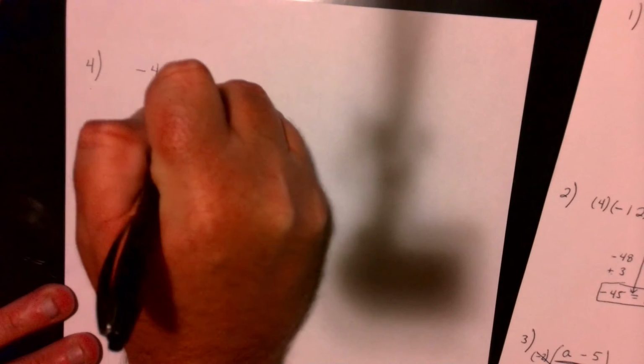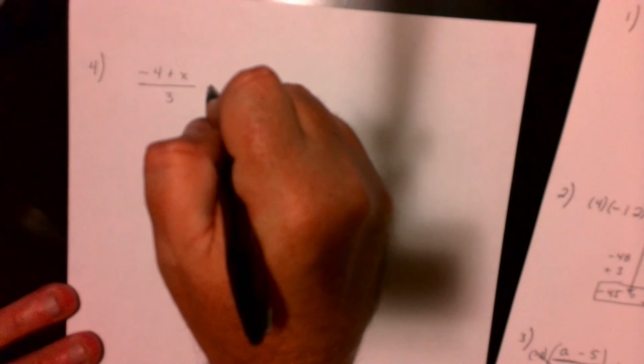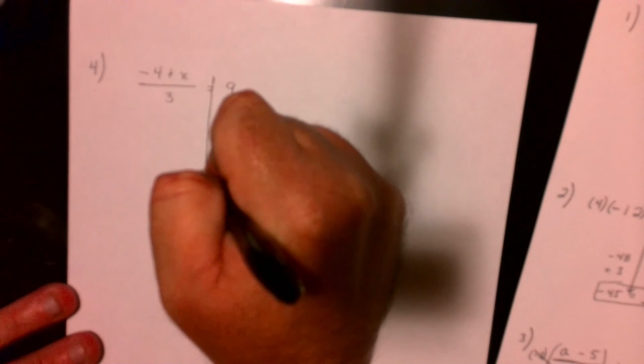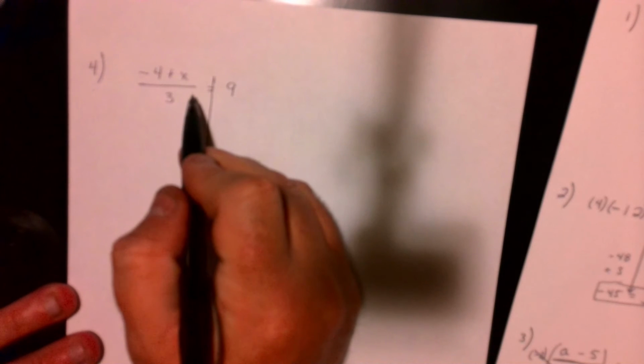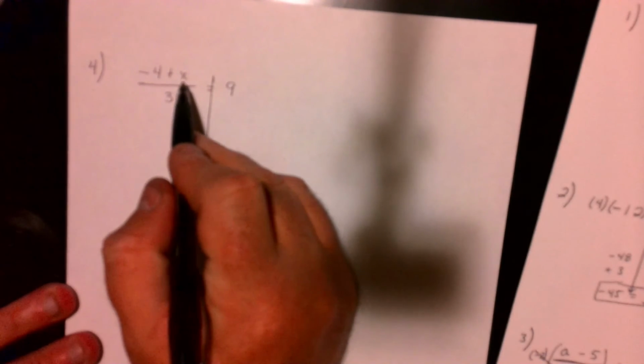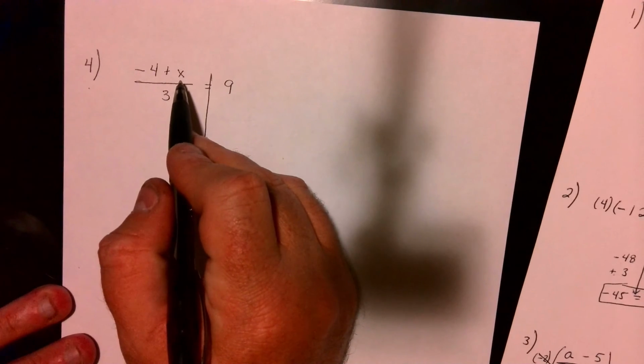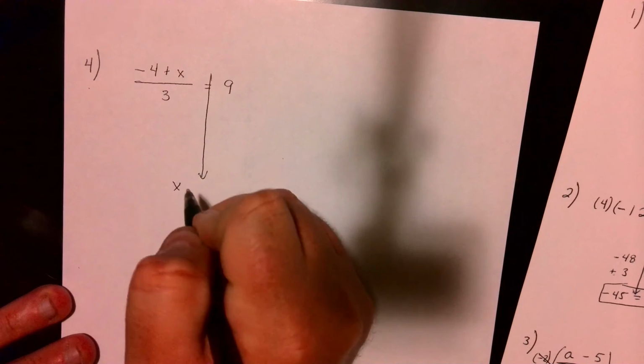I want to look at one last one with you real quick. Let's say you have the situation of a negative 4 plus x all over 3, which equals, let's say, 9. So if I break this problem in half, find out what we're solving for, which in this case is x. X is on the left-hand side, and we want to get x by itself.